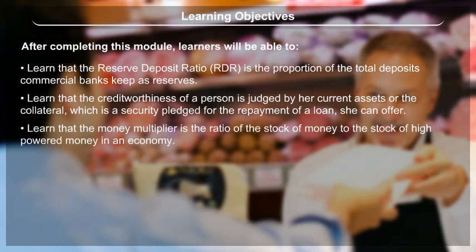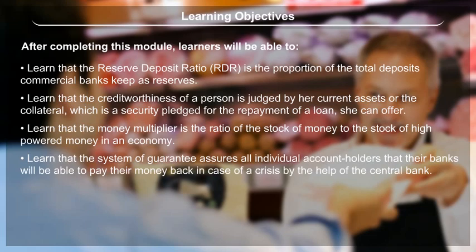Learn that the money multiplier is the ratio of the stock of money to the stock of high-powered money in an economy. Learn that the system of guarantee assures all individual account holders that their banks will be able to pay their money back in case of a crisis with the help of the central bank.